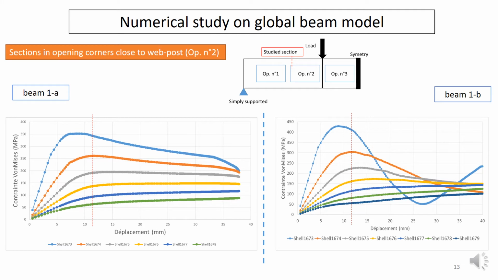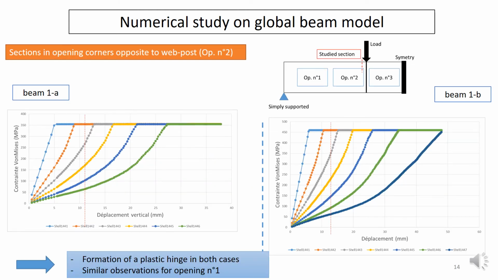And now, if we look at the stress distribution at the opening corner close to the web post, it can be observed that as the web post fails, the stresses in those areas remain constant or sometimes decrease. However, for the opposite corners, the stress distribution is very different, with a clear formation of plastic hinges and a slight acceleration in stress distribution after the web post failure. And it can be seen that those plastic hinges coincide more with the global failure of the beam.